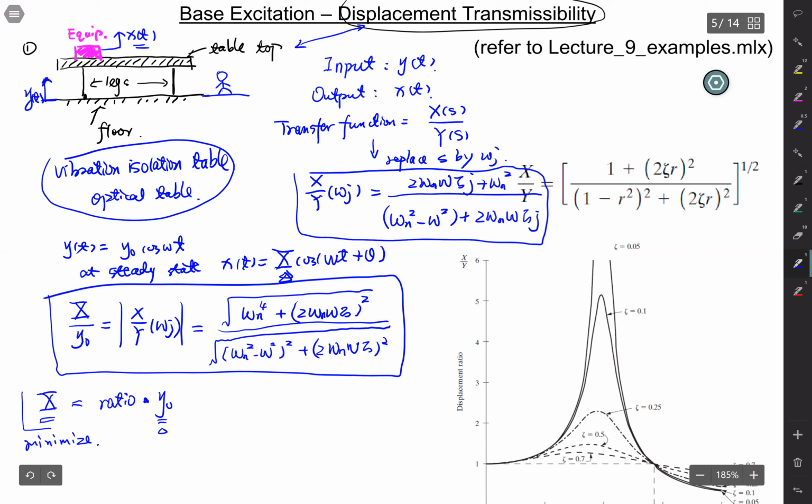So based on this equation, can you give me some hints? You want to minimize your big X. What can you do? Make the ratio really small. Yep. Actually, you can either minimize your ratio or minimize your y naught, right?